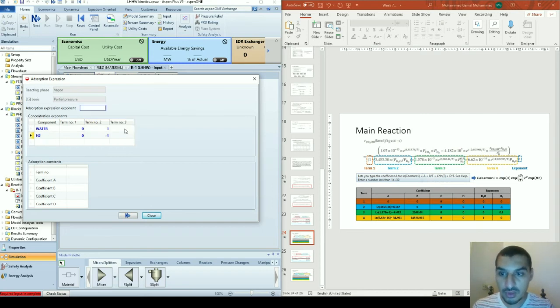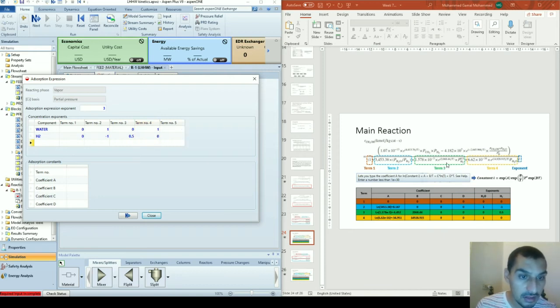And for, I didn't put the exponent of 3. This is the adsorption expression exponent, which is this 3. And for term number 3, we have 0 water and hydrogen is 0.5. And for term number 4, we have water 1 and hydrogen 0. So I'm done with these concentration or partial pressure exponents.